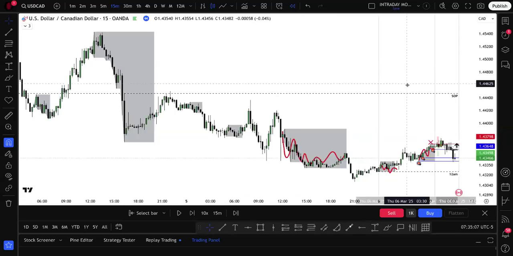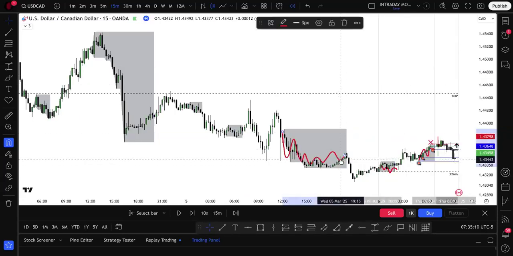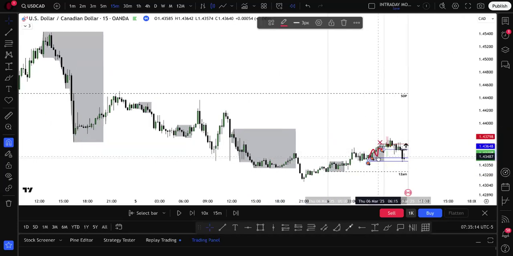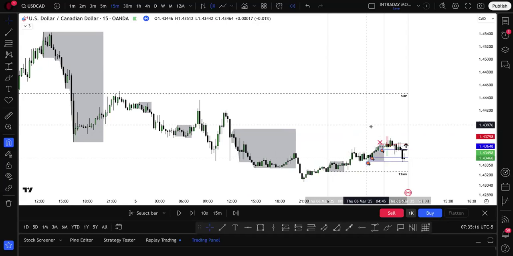Why? Because the market goes from a small range. That's where all the retail traders are not interested in the marketplace. Market's in a small range, and it goes into a large range.